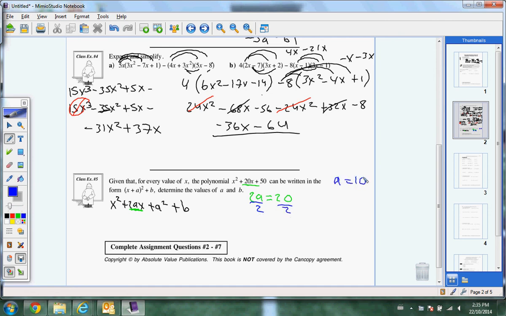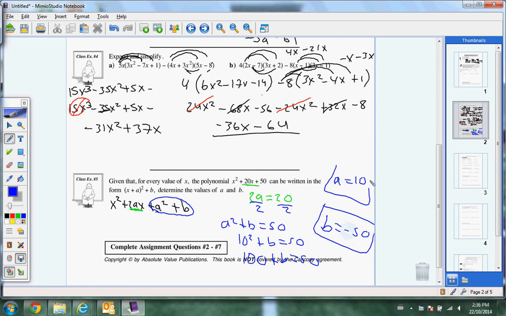So we just got a. That's what it wants us to get. Now we need to get b. Well, a squared and this b represent the what? Yeah, the 50. So I have a squared plus b equals 50. Well, wait, I have two variables. How am I going to solve that? We know what a is. What's a? Now, what's 10 squared? And how do I get rid of the 100? Minus. So I'm going to get b equals a negative 50. There's two answers.